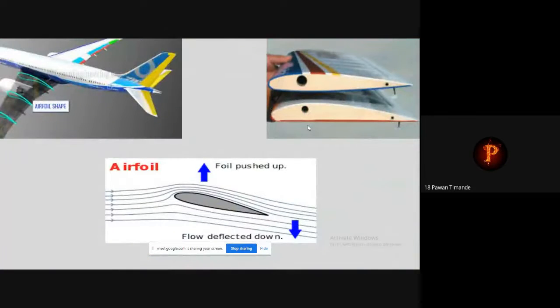Our wings are of airfoil shape, and when we cut these wings from this side, we get this shape, and this shape is named the airfoil shape. Now let's see how it actually works. When the air goes through the airfoil shape, it gets pushed up.